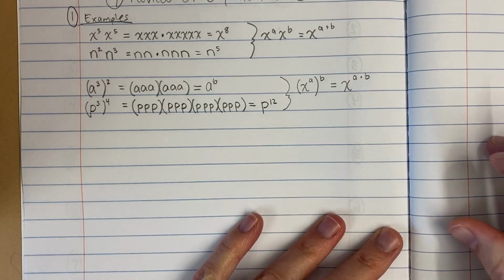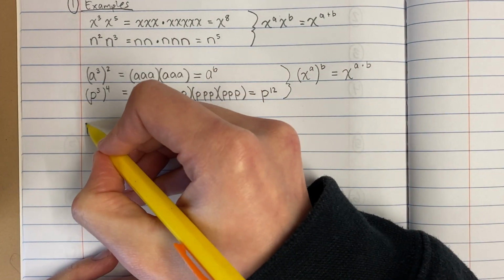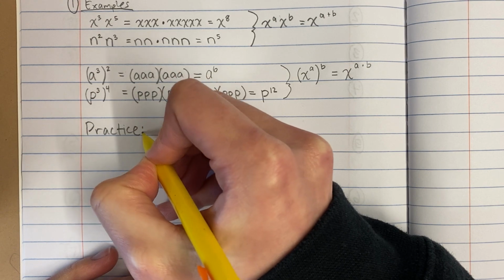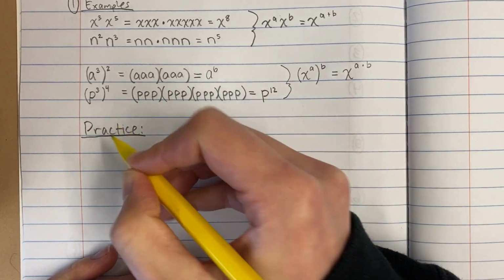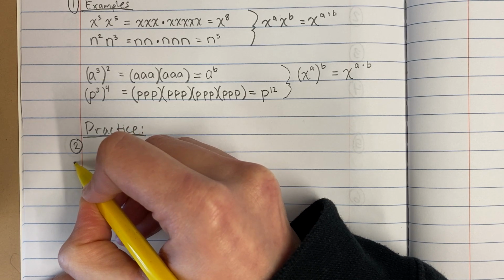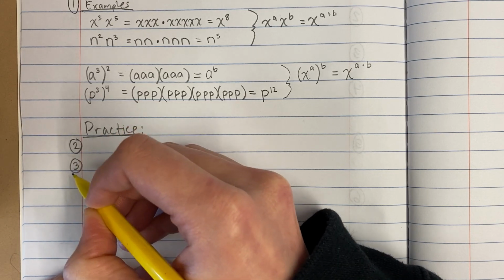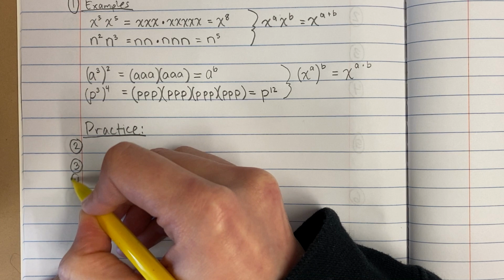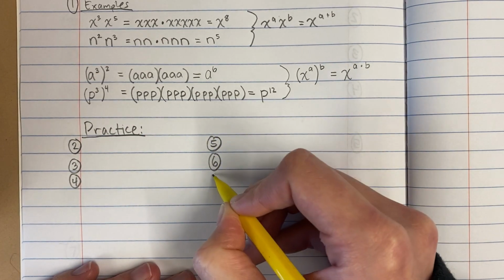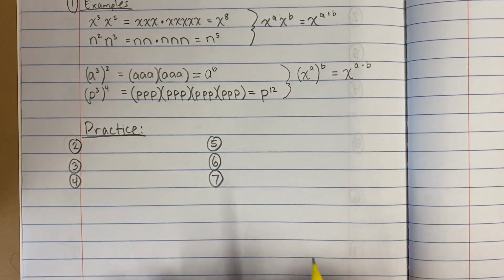Okay, so now you're going to have a chance to practice problems that require one of these 2 rules, and the key is don't get them mixed up, right? So go ahead and number 2, 3, 4, 5, 6, 7, and you're going to do those in Edge Elastic.